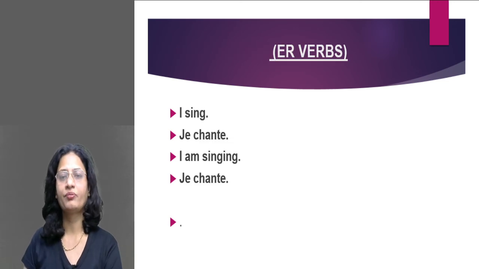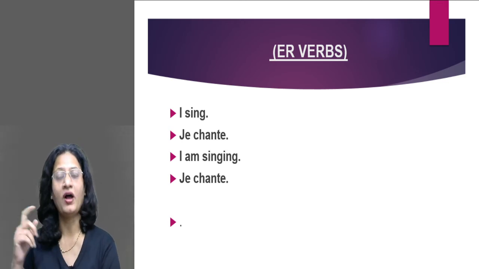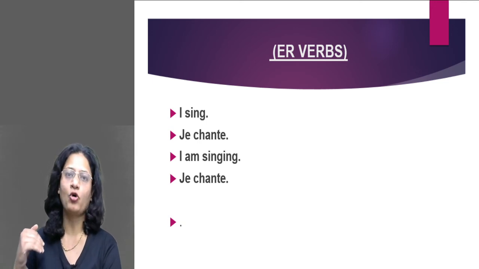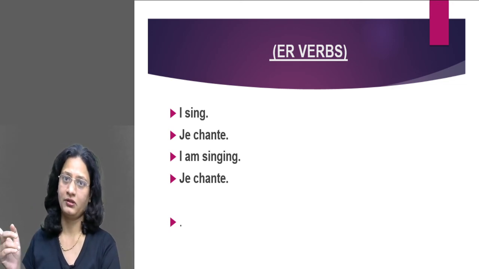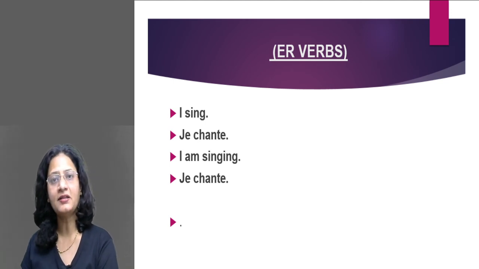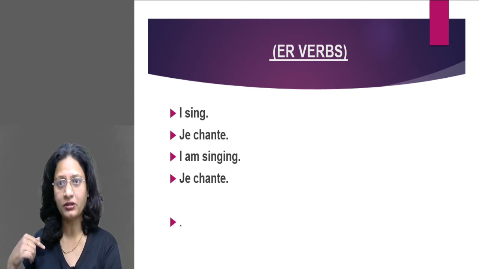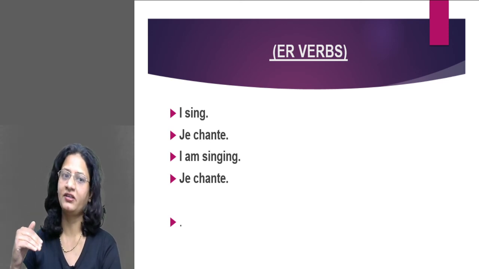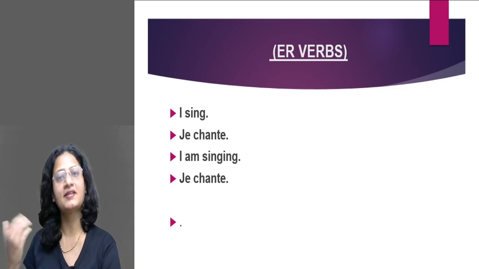In English, we have two ways to say I sing and I am singing. So the ing form is there in English, but in French we don't have an ing form. I sing is je chante, and I am singing is also je chante. I dance, je danse. I am dancing, je danse. I listen, j'écoute. I am listening, j'écoute. So for both I sing and I am singing, we use the same form: je chante, j'écoute, je danse.